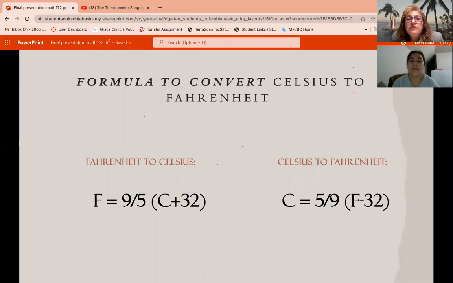We have a formula that helps us convert Celsius to Fahrenheit. To convert Celsius to Fahrenheit, we use this formula: F equals 9 divided by 5, and in our parentheses, we have the Celsius plus 32. While to convert Fahrenheit to Celsius, to be able to compare, we use the formula C equals 5 divided by 9, and in our parentheses, we have the Fahrenheit minus 32.